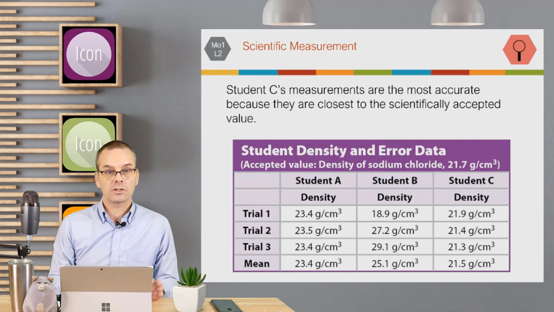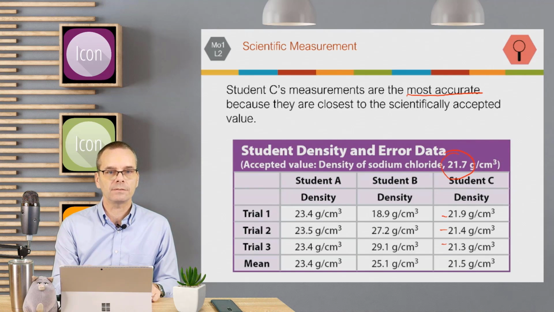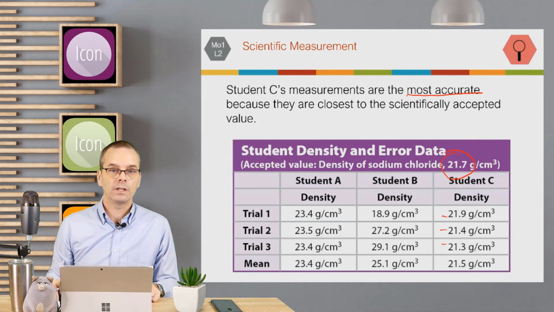So now let's look at student C. Now student C is the most accurate. Why? Because if you look at the values they got, they're very close to the accepted value of 21.7. So this student had very good accuracy.